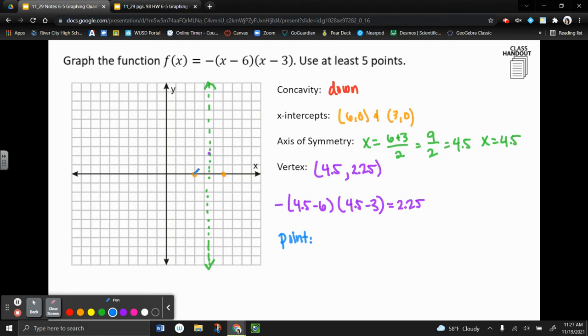So I see I have a value at 3. So let's just plug in one more going over at 2. We're going to plug in the value of 2. And that's going to give us a point somewhere along here. So we know it's probably going to be somewhere down here. But let's actually plug it in. So negative 2 minus 6 and 2 minus 3. So just plugging in the value for x.